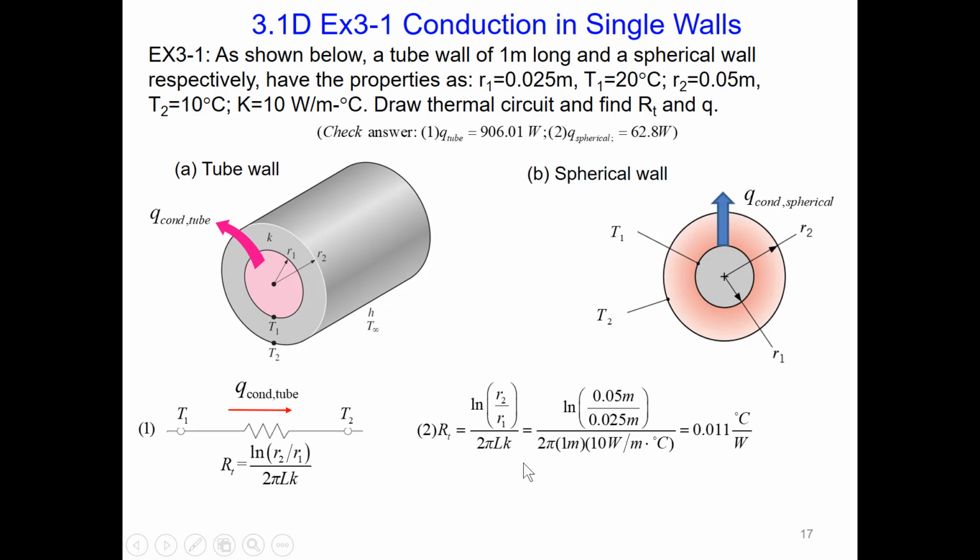The last one is heat rate, which is defined as temperature difference over the thermal resistance. Then we plug in the numbers. We use the high temperature minus low temperature. This is supposed to be T1 minus T2. So make sure this always gets a positive value, and then divide by the thermal resistance to get the heat rate value. For B, the spherical wall, students can do the practice on your own.